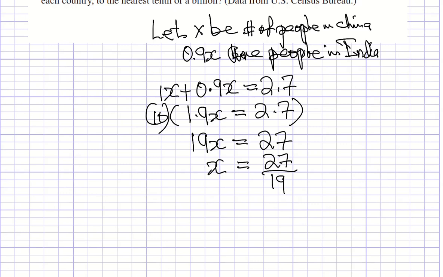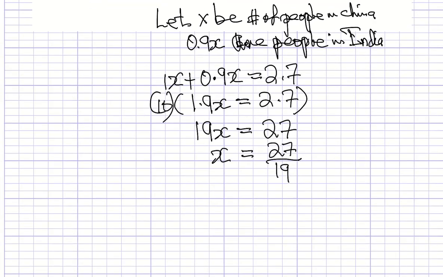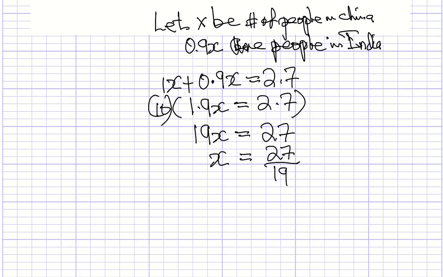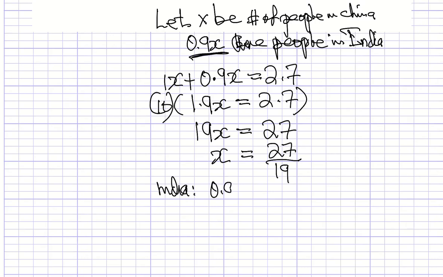Just to get rid of the decimal point. So x is that. If x is that, that's the population of China, in billions. They're not little numbers. 27 over 19 billion. So it's not a small number. If that's the population in China, then this is the population in India. India will have, according to our work here, 0.9 times 27 over 19.